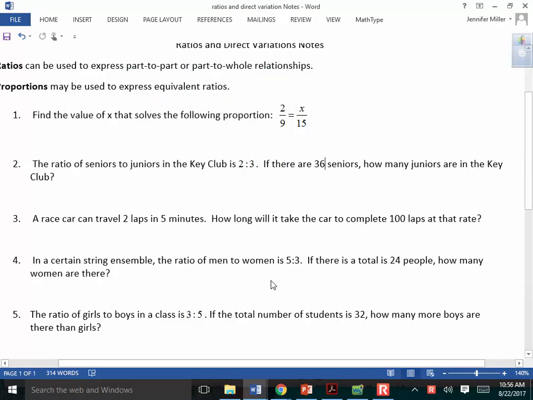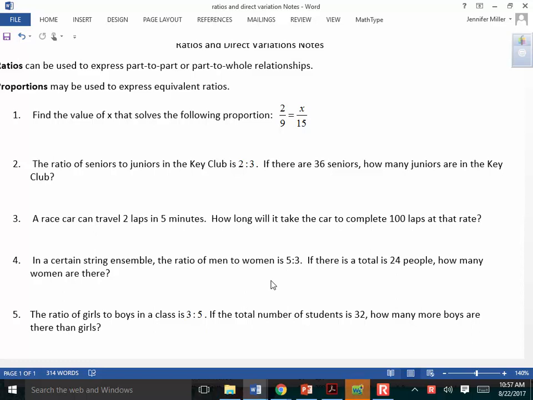So on number 1, all you have to do is cross multiply and solve for x, and you will get that x is equal to 3.33. We are setting up proportions, and proportions are just two equivalent ratios, okay?